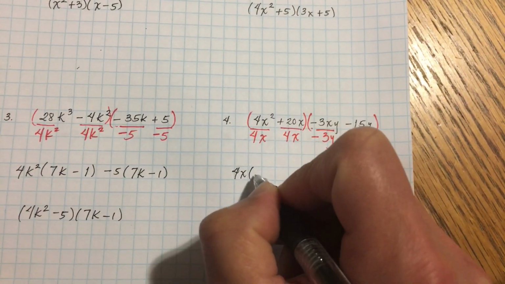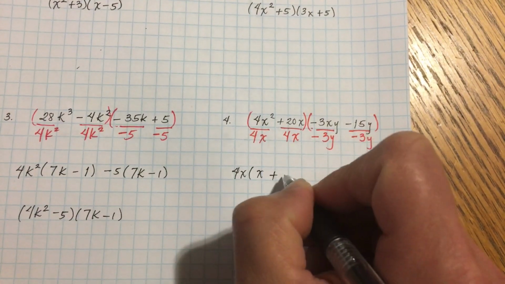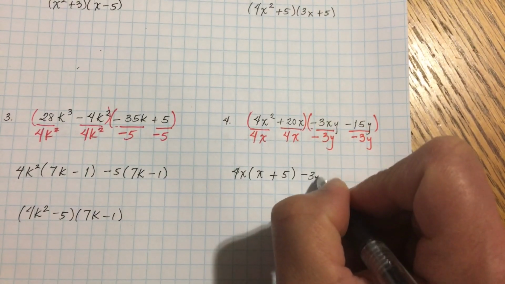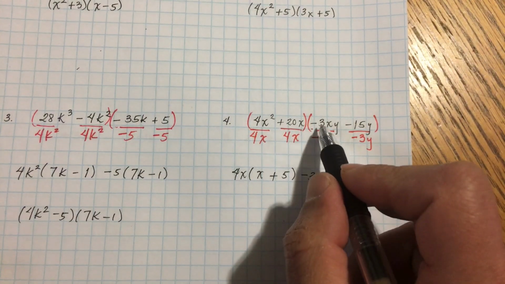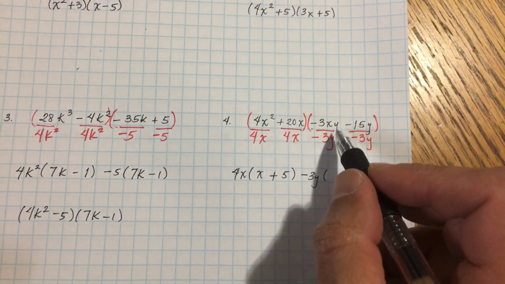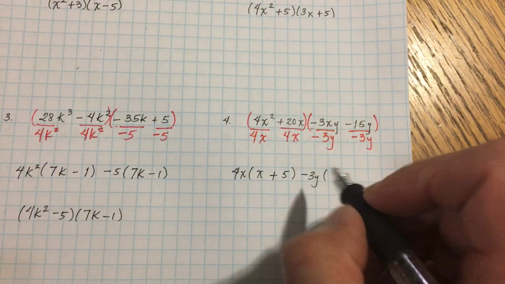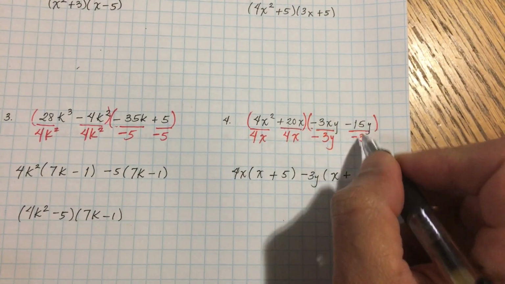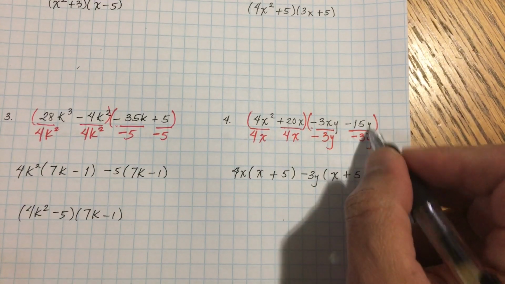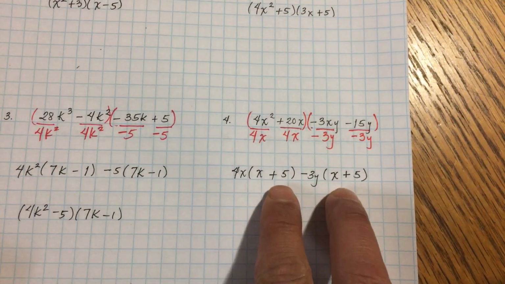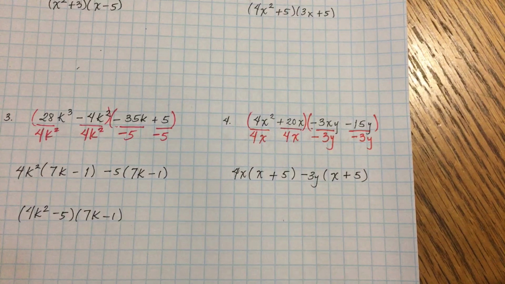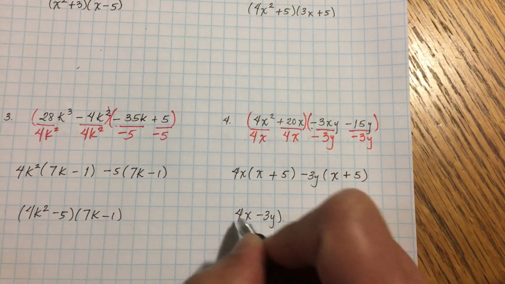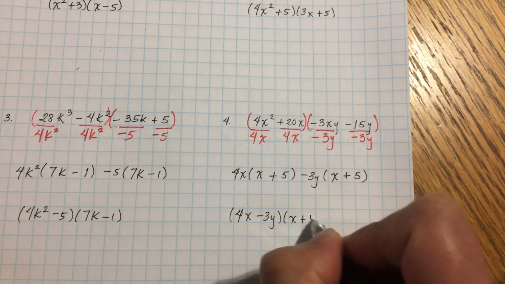4x. And then we're left with x plus 5. Minus 3y, take out the 3y, and then negative divided by negative is a positive. These y's cancel out, you're left with just x. Negative divided by negative is a positive. 15 divided by 3 is 5. The y's cancel out. And you notice here how they match up again. So then now, you have 4x minus 3y, and then you have x plus 5.